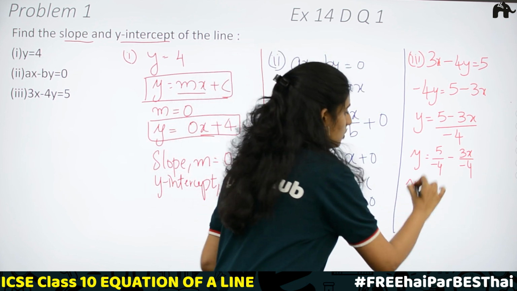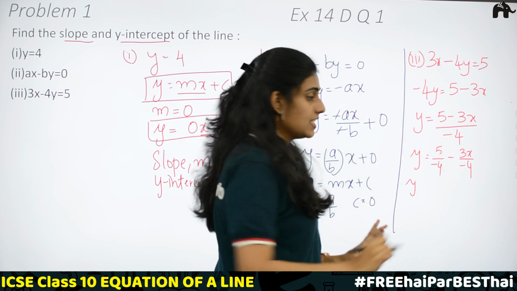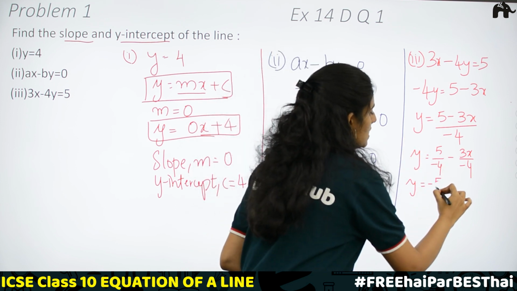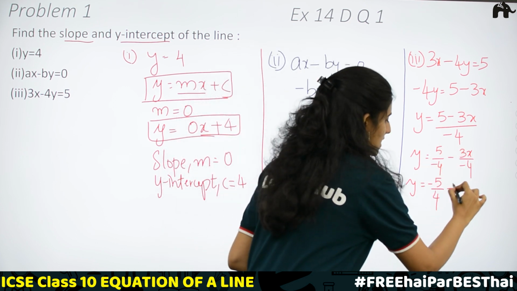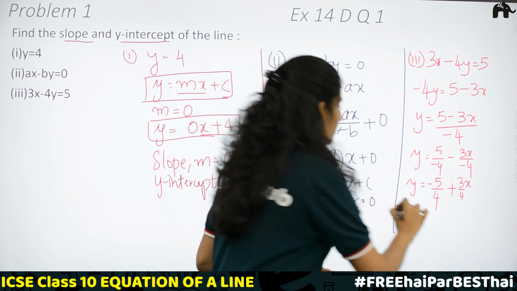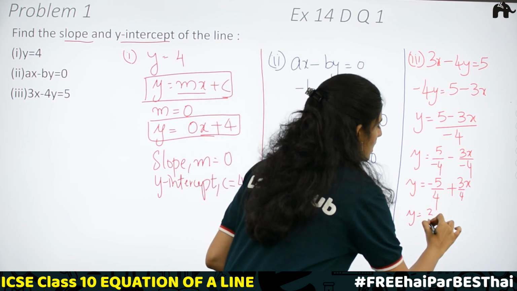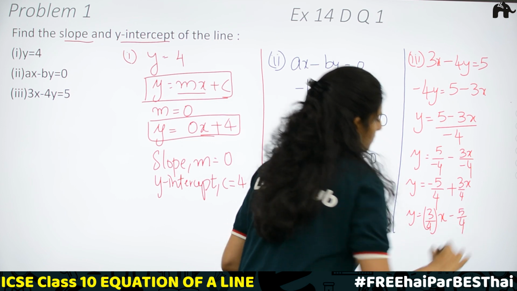y is equal to, taking the negative sign to the numerator, we get y is equal to minus 5 by 4, negative and negative cancels, plus 3x by 4. Just rearranging, we get y is equal to 3 by 4 into x minus 5 by 4.